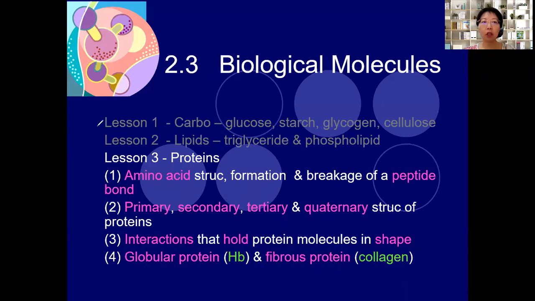Now, in the biological molecule chapter, which is chapter 2, we have looked at carbohydrates and lipids. Today, we're going to start to look at protein structure and function.